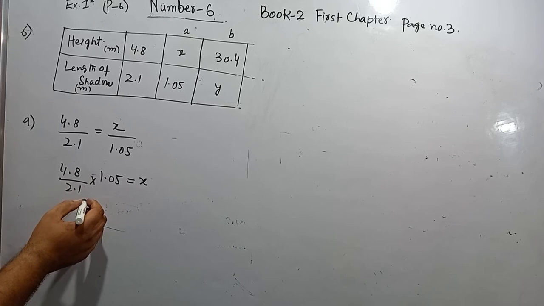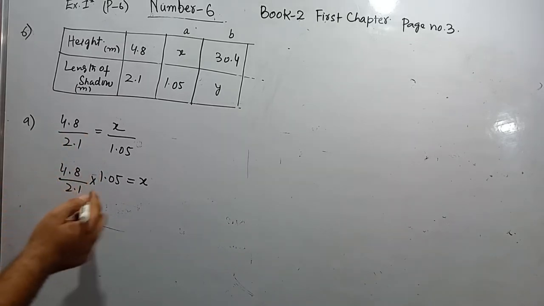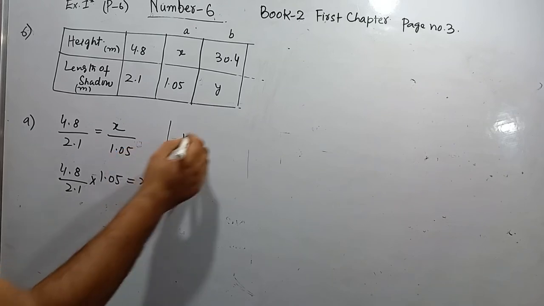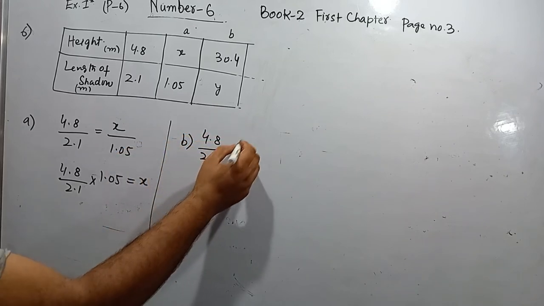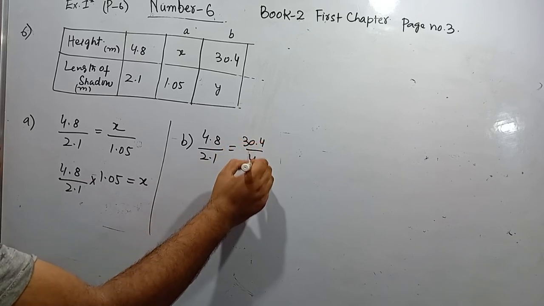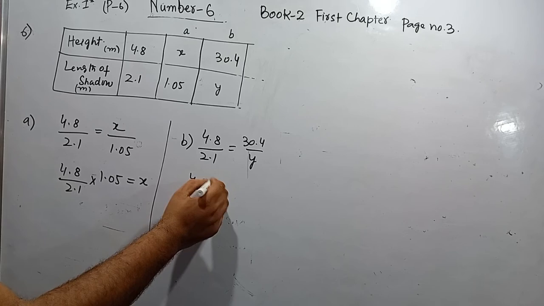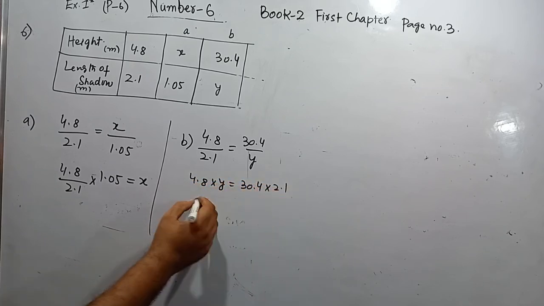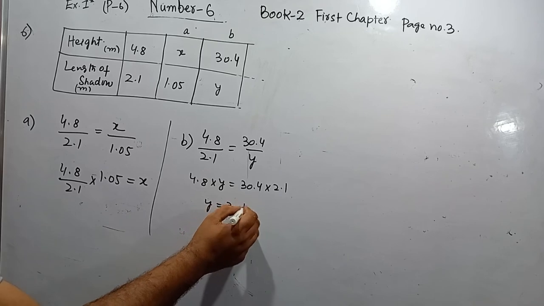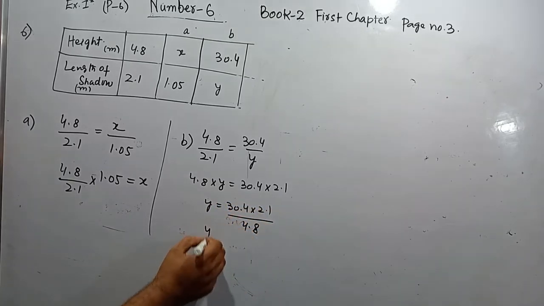So you will get here the height of the bus stop. For part B, the same thing you have to do. It's 4.8 divided by 2.1 equals 30.4 divided by y. Now you will solve it for y. You will do transposition: 4.8 into y equals 30.4 into 2.1. That's y equals 30.4 into 2.1 divided by 4.8. And here you will solve it, you will get the value for y.